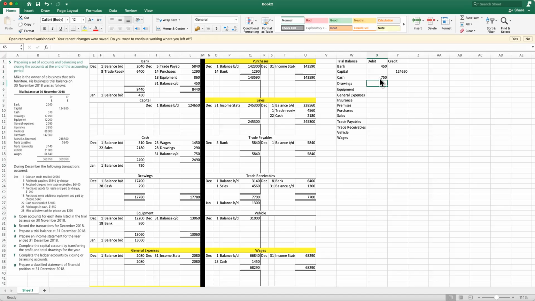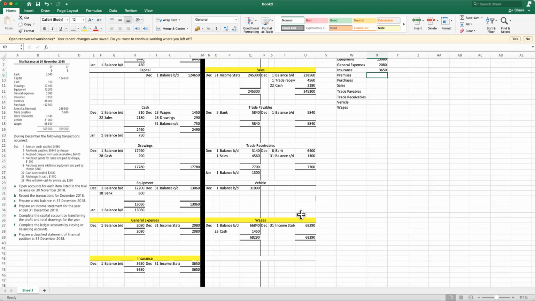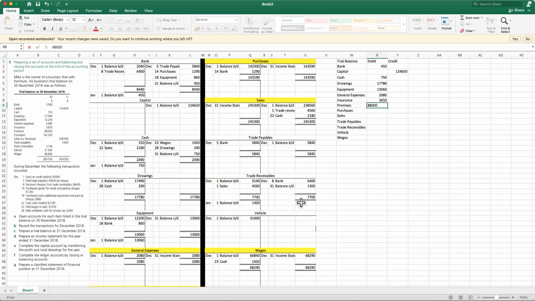Drawings. Debit side because it's more on the debit side. Equipment. Debit side. General expenses. We will write on the debit side. Insurance on the debit side. Premises on the debit side. Purchases on the debit side.